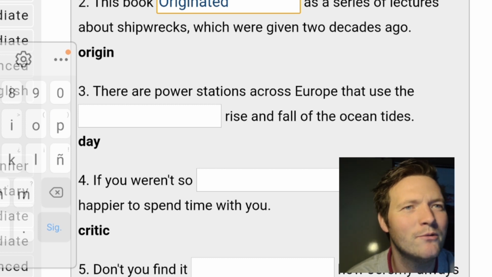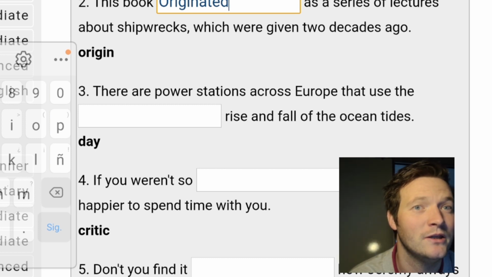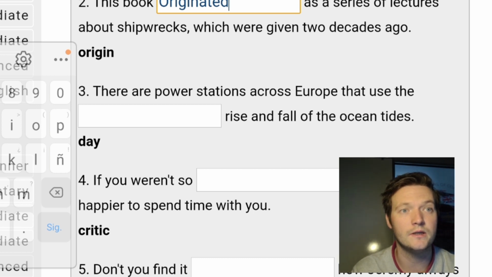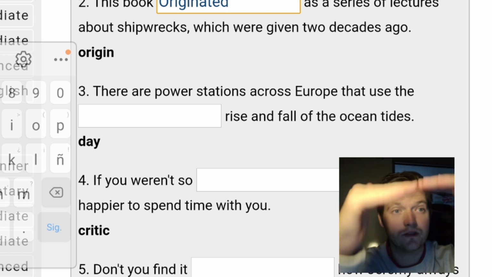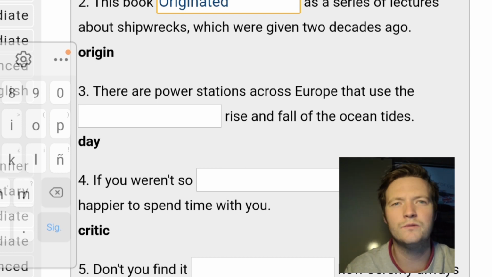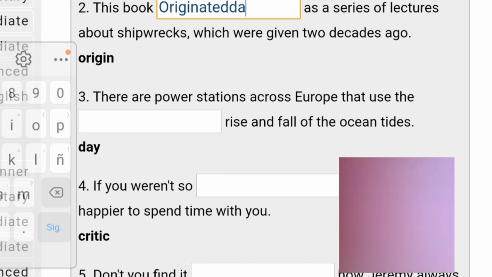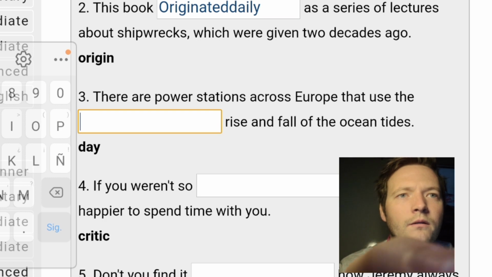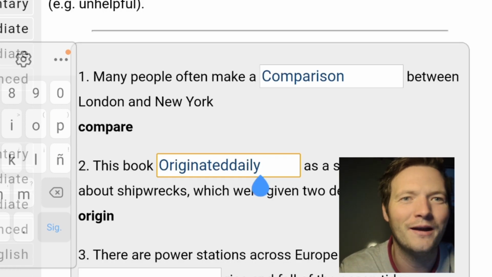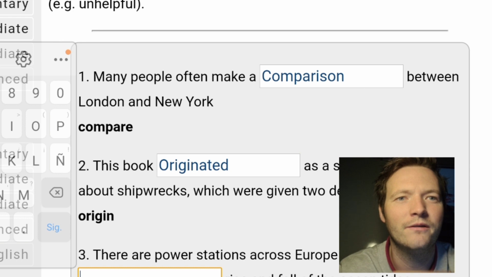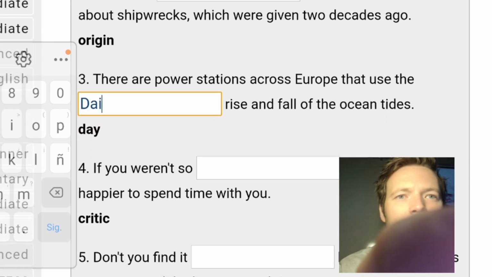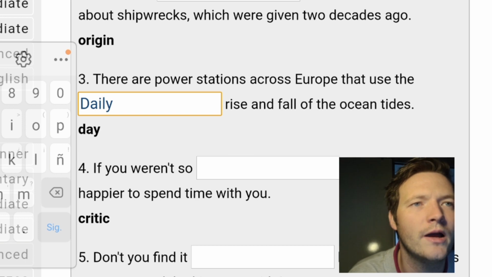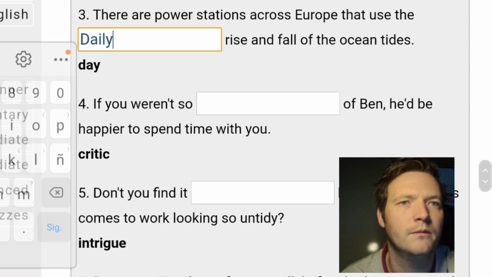Okay, there are power stations across Europe that use the day rise and fall of the ocean tide. So the power stations use, we want an adjective here, the rise and fall of the tides that happen every day. So this is one that people misspell all the time, D-A-I-L-Y. Where am I writing that? In the wrong gap. Yeah, so it should be here. Number 3, the daily rise and fall of the ocean tides. Yeah, I think that's right. Yeah, absolutely.